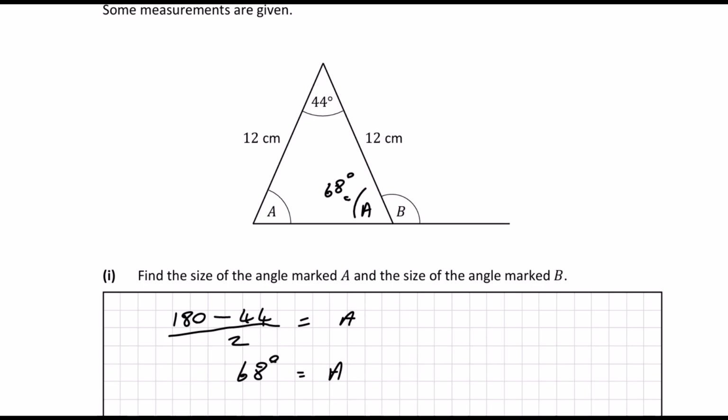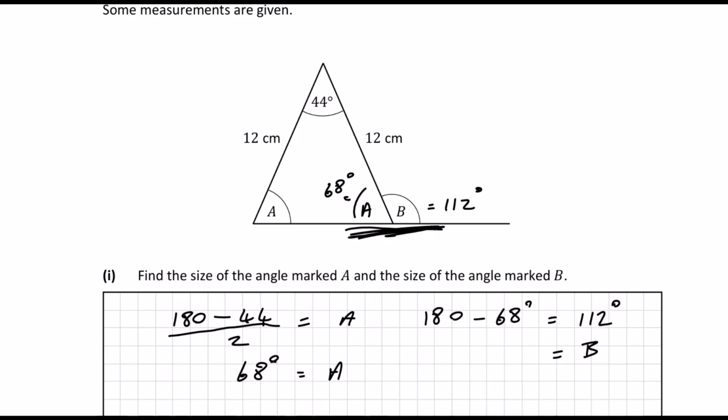In order to work out B, all you've got to do is take 180 degrees and subtract 68 degrees, and that gives you 112 degrees. And that's equal to B. So B is equal to 112 degrees. Because this is a straight line here, it's 180 degrees.